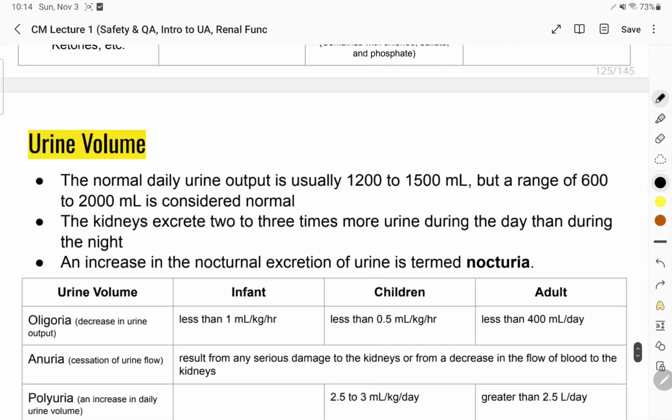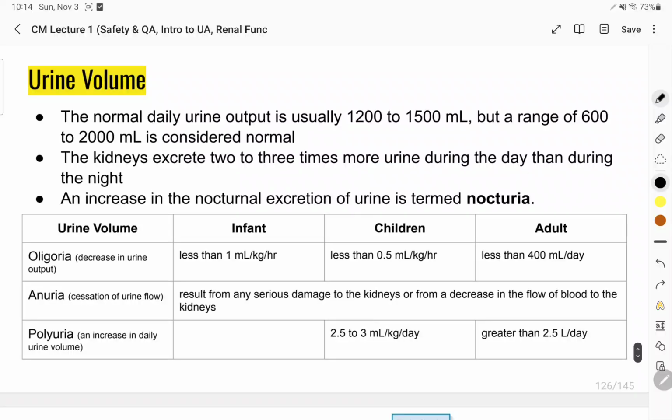Okay? So, urine volume. The normal daily urine output is usually about 1,200 to 1,500 ml. Okay? But a range of 600 to 2,000 considered normal na siya. For example, 2,000 if kanang suki ka ng tubig, no? 3 liters per day. Or 600 if in case okay inom. Okay pa man na siya.